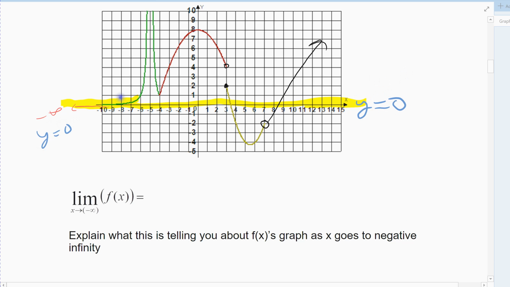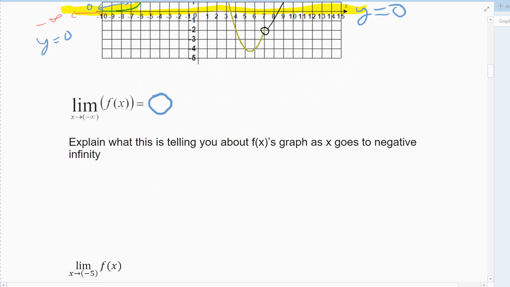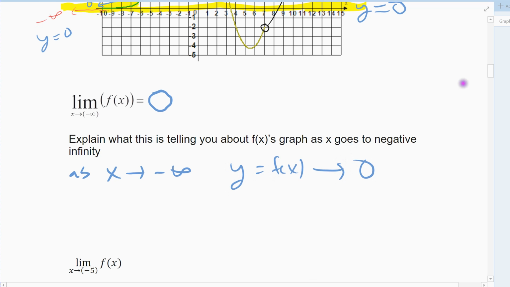And so that's what's happening here. My y values are approaching 0. On this tail, they don't actually get to 0. They do get to 0 here, but I'm not interested in there. I'm interested in it as I'm shooting off to infinity. And so the answer to this is 0. As x gets bigger and bigger, my function's getting closer and closer to 0. And so as x shoots off to negative infinity, my function values approach 0.